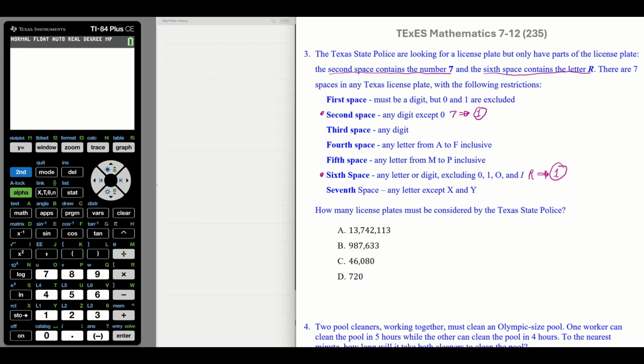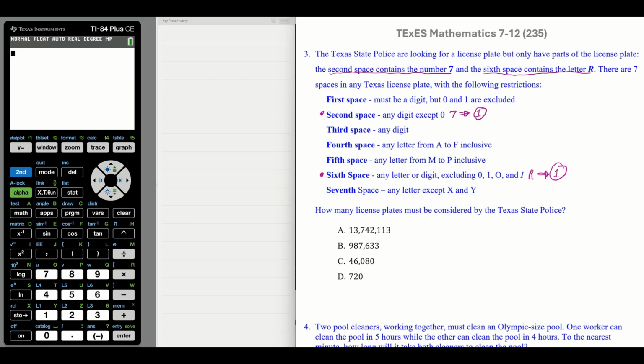Because what are we trying to do here? It says down here below this information, how many license plates must be considered by the Texas State Police. It's going to be a lot. It's going to be several.